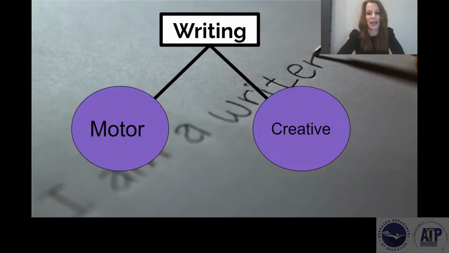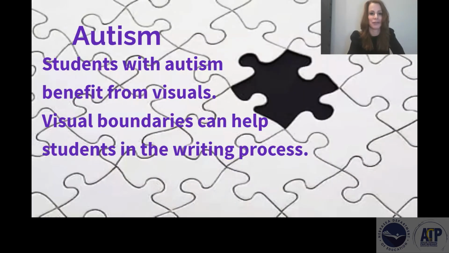So this session today, we're talking about writing. Now, writing is really broken down to two specific areas, the motor skill and the creative process. We're going to hit some of each with some strategies in order to make writing more successful for people with autism. So when we think about people with autism, many students with autism really benefit from visuals. So when we think about writing, we think about what kind of visual boundaries can help students in the writing process. Well, I'm going to show you some.